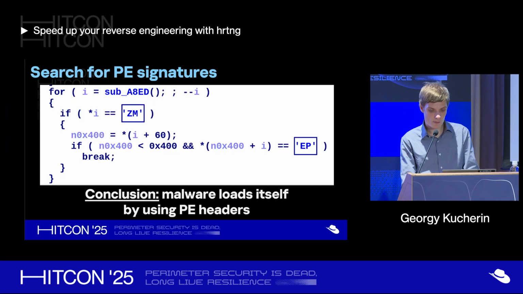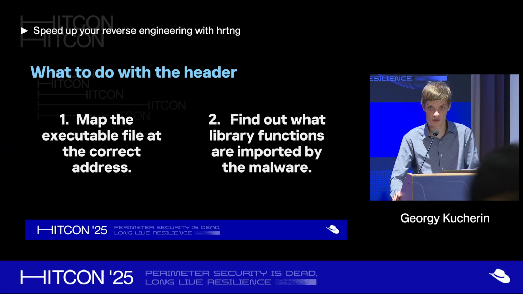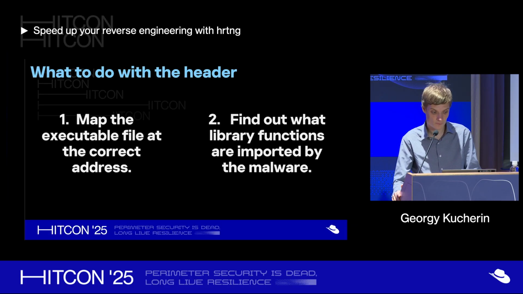So since the malware loads itself by using PE headers, to continue our analysis, we should do the same thing. Well, we tried to automatically do this using IDA, but we failed for some reason, because IDA only allowed us to load the sample as a raw file. And to perform loading manually, we need to do two things. The first one is map the executable file at the correct address.